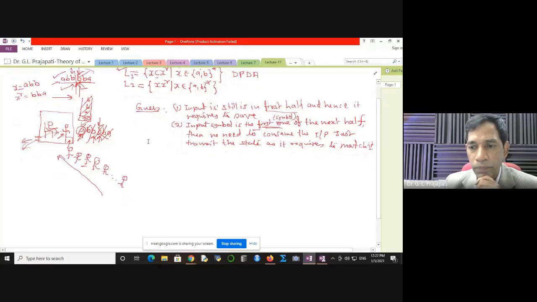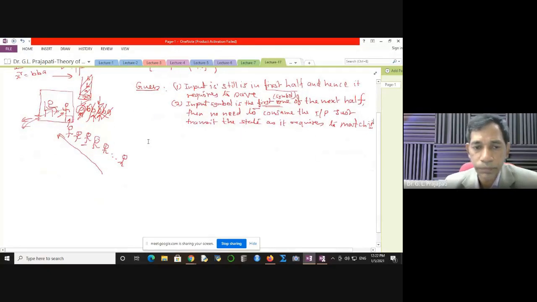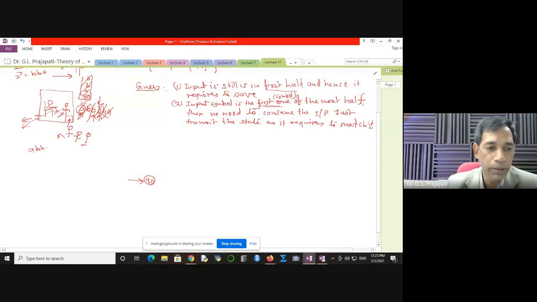So with this intuition, you can construct the machine. How are you going to construct the machine? You start from the initial state, which is Q0. We have the input symbol, either A or B. We don't have the midpoint, but with the assumption that the input is in the first half, by the first assumption, which says that the input is still in the first half and we need to save, you need to save the input onto the stack.